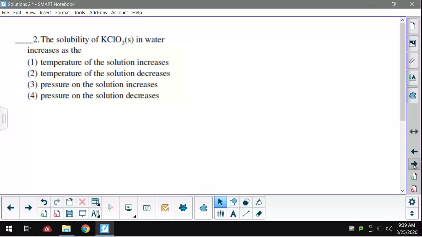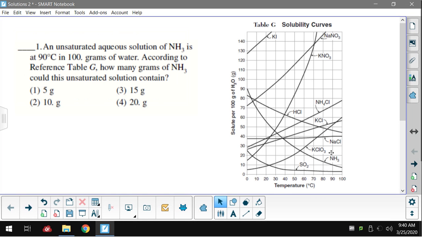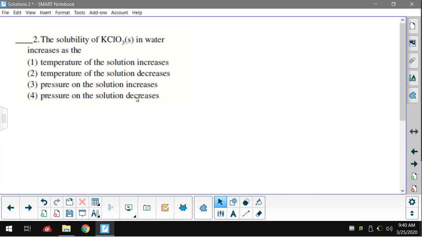Second question, the solubility of any substance that is a solid in water increases as the temperature increases. So if we go back to table G here, we see this one's going up, that one's going up. They're all going up except for this one, and this one, and there's one other. There's 1, 2, 3. They're all going up except for those 3 that are going down, which are gases: sulfur dioxide, ammonia gas, hydrogen chloride gas. Gases decrease solubility as the temperature goes up. Everything else, the solubility increases.